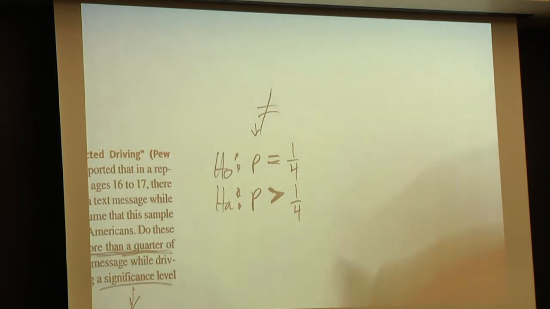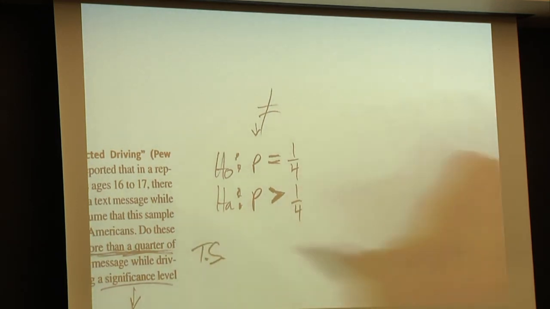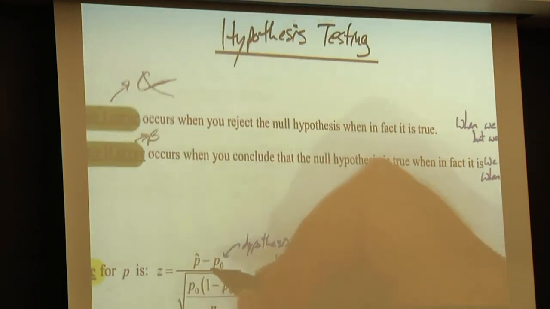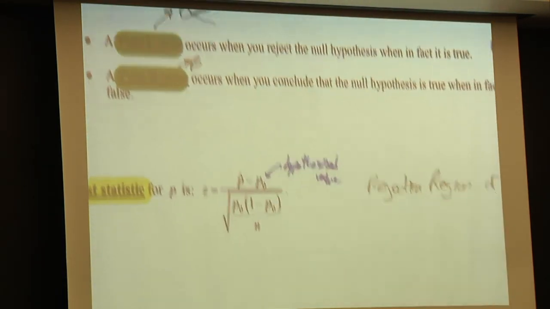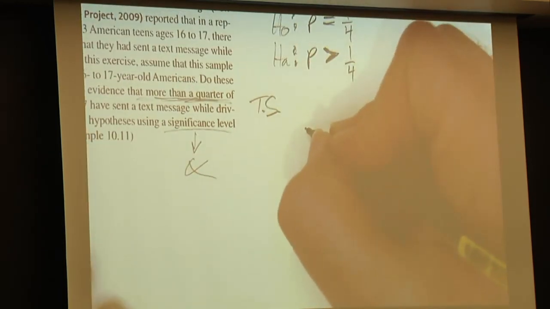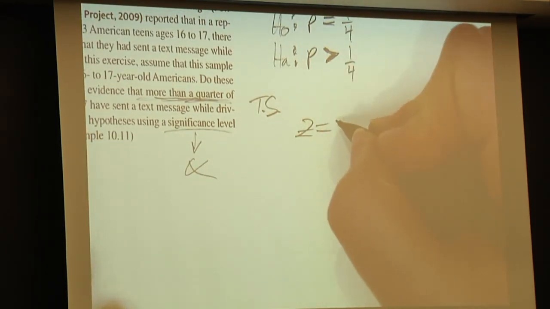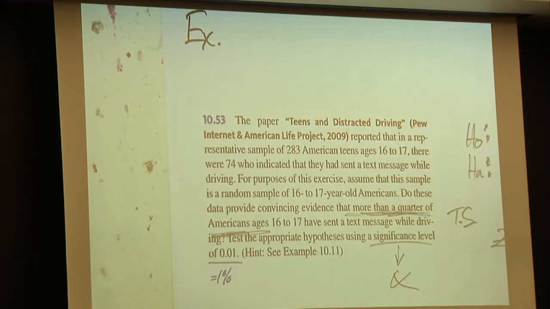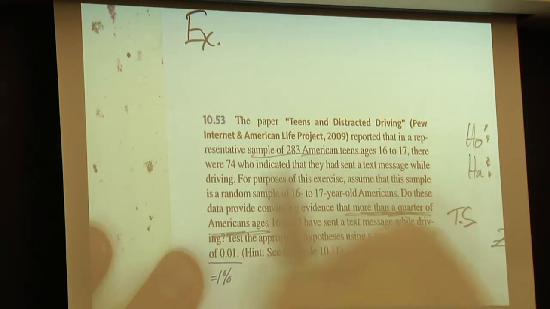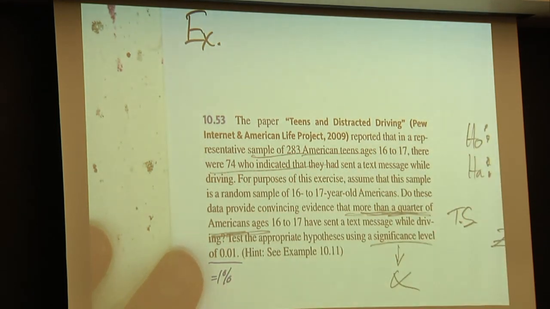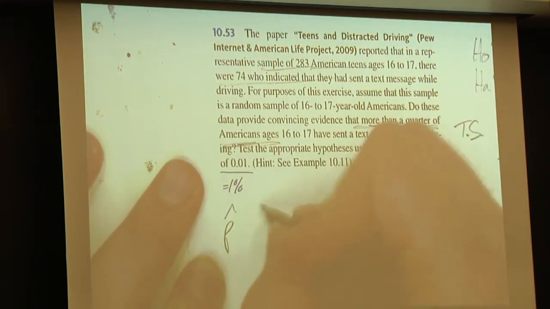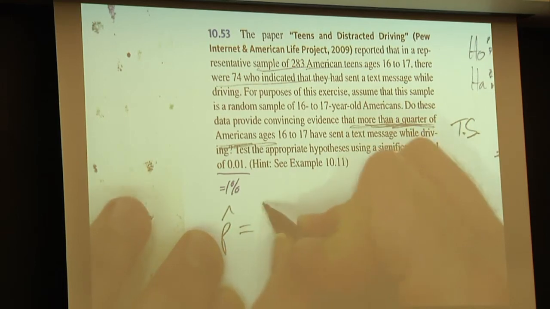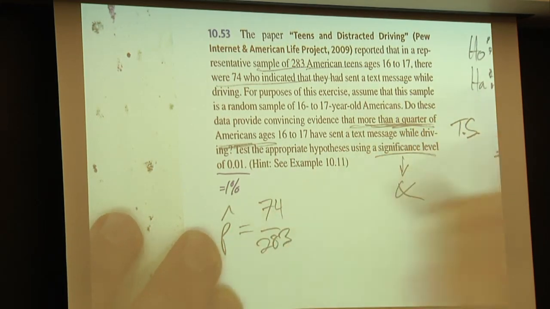Now, on to our test statistic. I'll just write TS for test statistic. And we're just going to basically use the same formula that we had up here, okay? So we will have our test statistic Z equaling our P hat. What's our P hat? We don't know yet. Well, we know what P we're looking at, that proportion, but how do we know what the P hat was? They said they had a sample of 283 American teens, and 74 indicated they'd sent a text. So the proportion who indicated they've texted while driving was 74 of them out of 283. So that's our P hat.